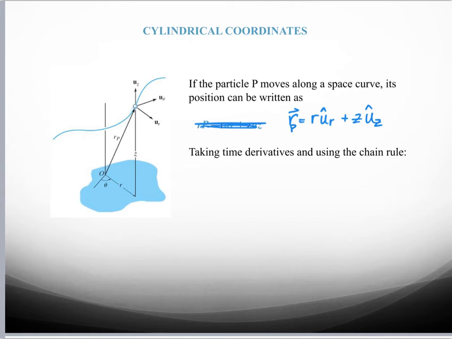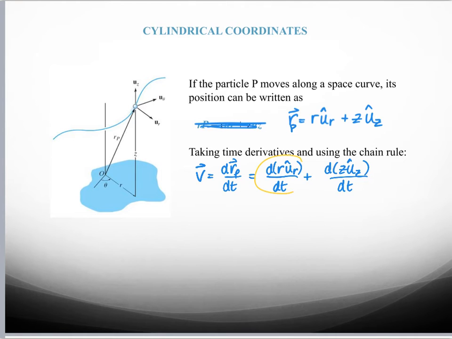coordinates, which is three-dimensional. So the idea here is that as we would find the velocity and position for this type of object, we've done some of the work before. So for instance, the velocity vector would be found by taking the total time derivative of r sub p with respect to time, which would be d of r u sub r dt plus d of z u sub z dt.